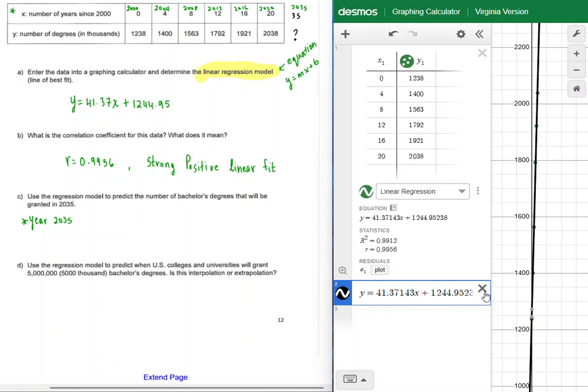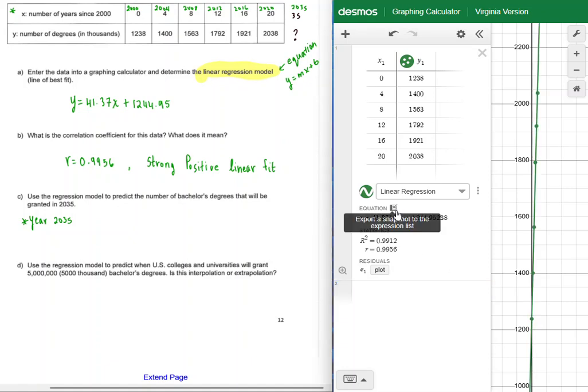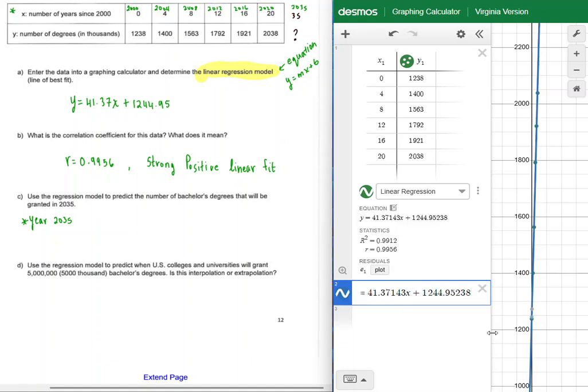Anyway, so what did I do? I just pressed this here, it copies it down. Why did I copy it down? Because I need to use the regression, so use the equation to predict for the year 2035. Basically, when x is equal to 35, what is my y value? So watch closely what I'm doing.